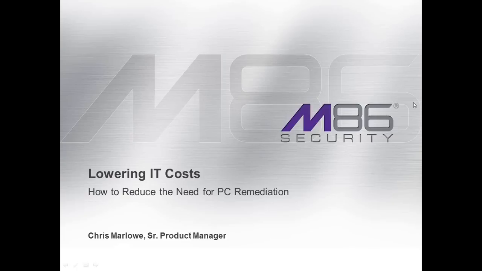He's a 20-year veteran of the security industry and an expert in instructing organizations on how to enable the safe and productive use of Web 2.0 technologies.